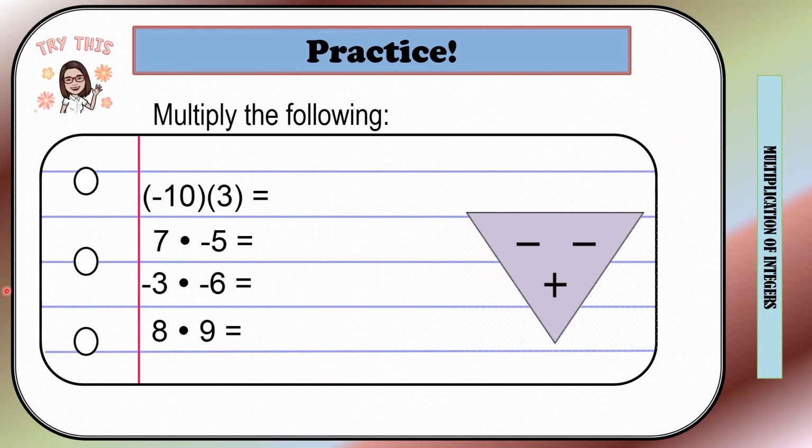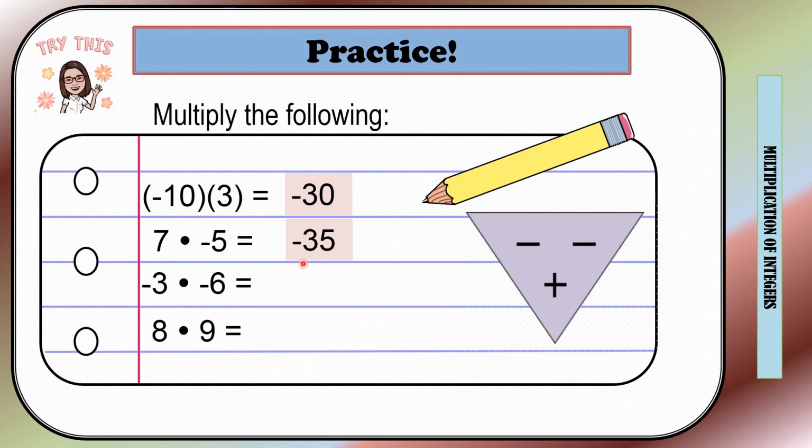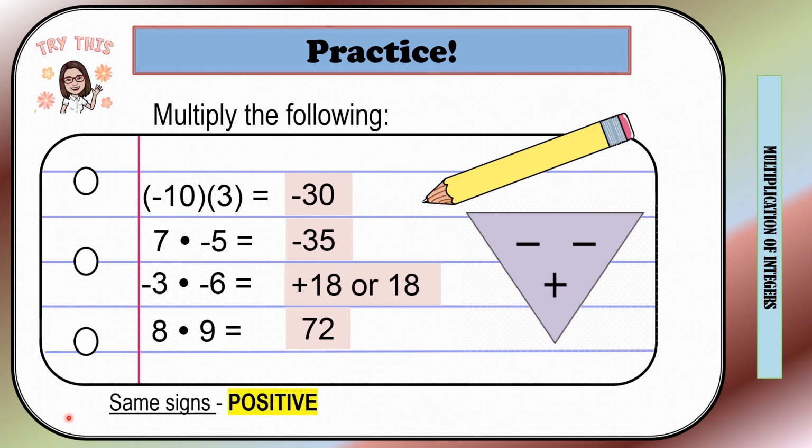So for the first given, negative 10 times 3, what is your product? That is negative 30, correct. Another one, 7 times negative 5. So you have positive and negative. They have different signs. The answer is negative 35. How about negative 3 times negative 6? The answer is positive 18, or you can simply write it as 18. How about this one? 8 times 9. Your answer there is 72. Good job. Now I can see that you understand our discussion. So remember this: same signs will give you a positive product. Different signs will give you a negative product.